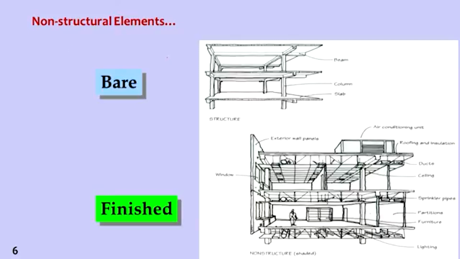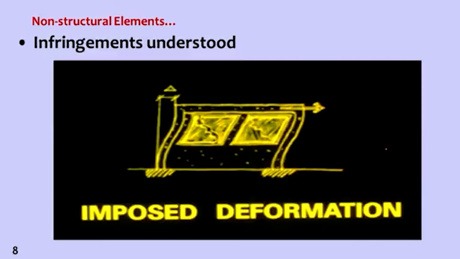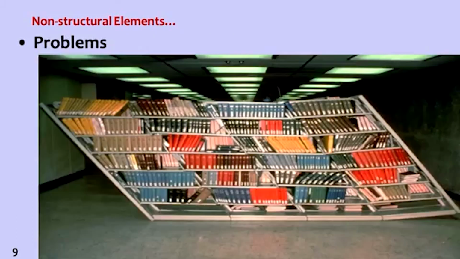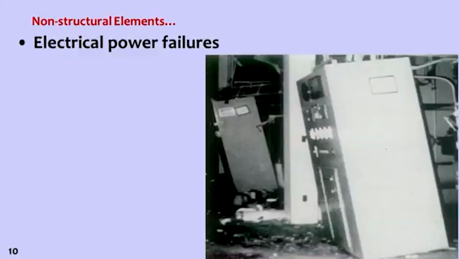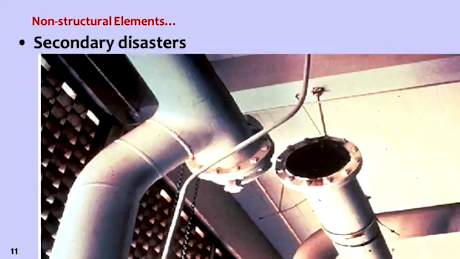In this one, this is the bare frame, and the finished one will have so many non-structural elements: ducts, ceilings, sprinklers, partitions, furniture, lighting arrangements, air conditioning units, so many things. As you can see in this one, during earthquakes, because of deformation and also because of forces, they got damaged. This is imposed deformation. And you can see deformation of the rack, and also equipment. So this is a secondary disaster. This is also a non-structural element.